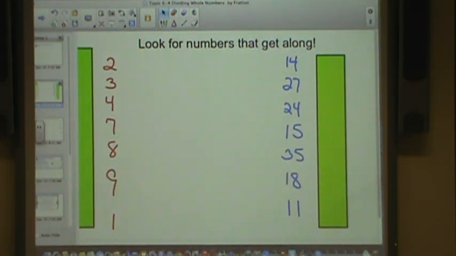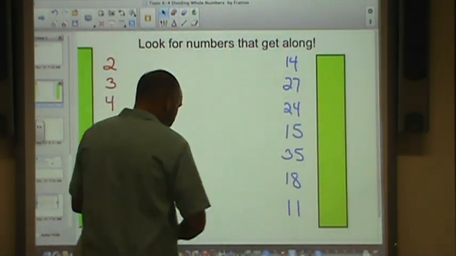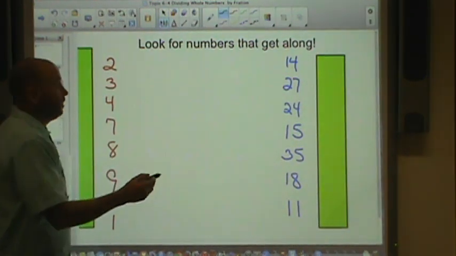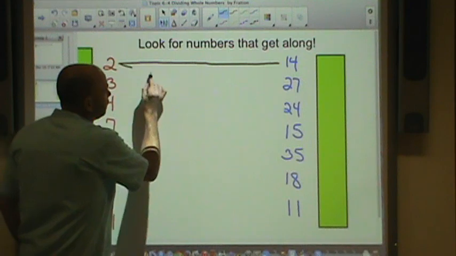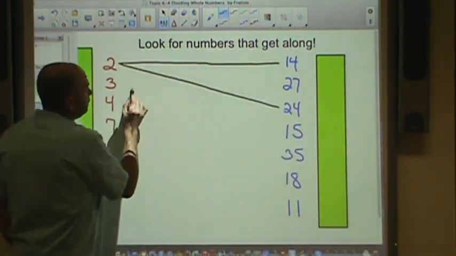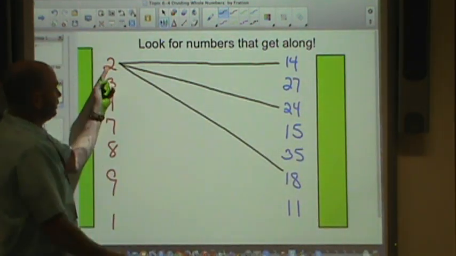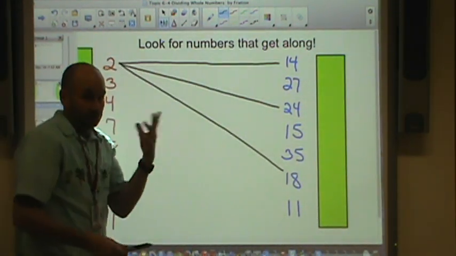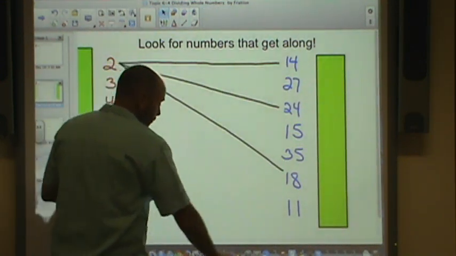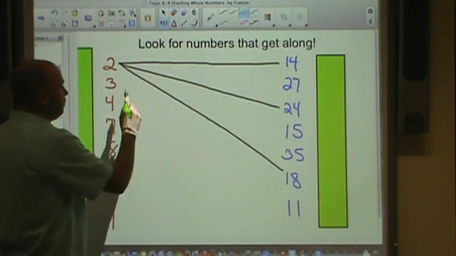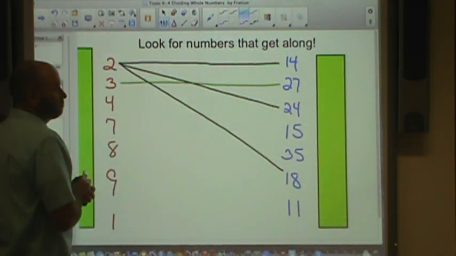All right, let's take a look. Well, we can already say to ourselves that 2 is going to get along well with any of the even numbers. You could even say that 2 and 11 get along because they're both prime numbers. You could say that. When you look at 3, you say, well, 3 is certainly going to get along with 27.